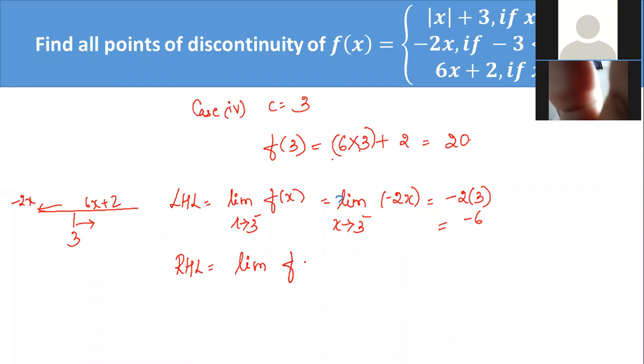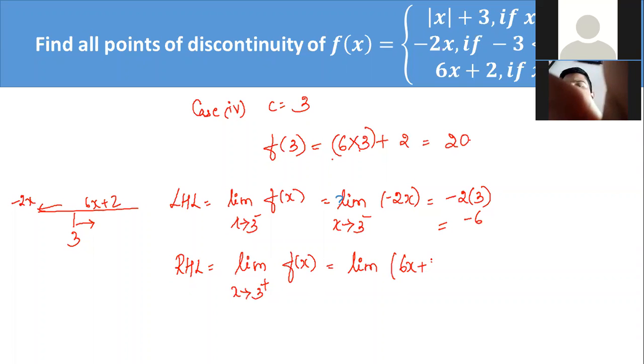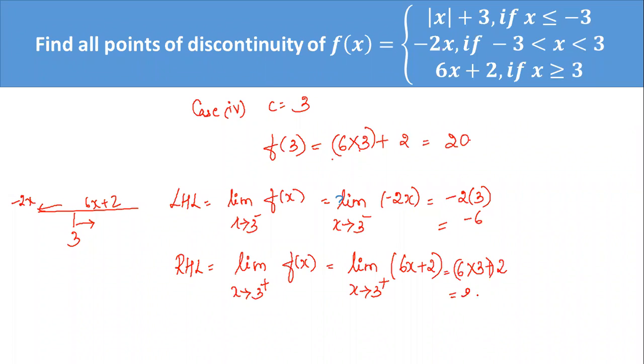Limit of f of x as x tends to 3 from the right. Right means after 3, we consider the immediate next value. Okay, we are considering the immediate next value, which is greater than 3. So when x is greater than 3, which definition I have to use, students? The third definition, that is limit of 6x plus 2 as x tends to 3 from the right. So what is the answer? It is 6 into 3 plus 2, which is equal to 20. So whether left hand limit is equal to right hand limit?